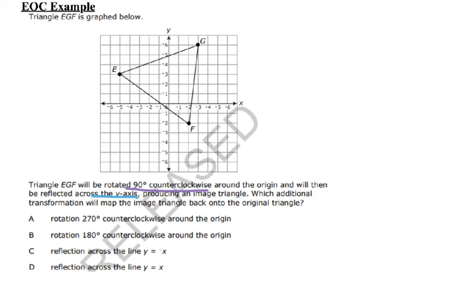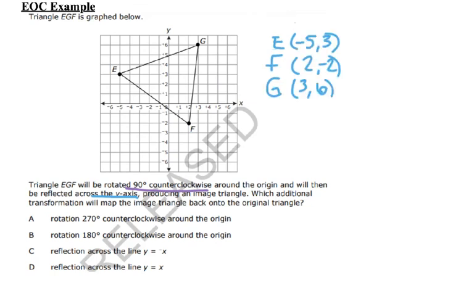So here's what you want to do. You want to take this triangle that you see right here. You want to rotate it 90 degrees counterclockwise. You want to reflect it across the y-axis. And then you're either going to do A, B, C, or D to get that exact triangle. So the first thing I want you to do is lift out the points E, F, G. Alright, so we got the points.